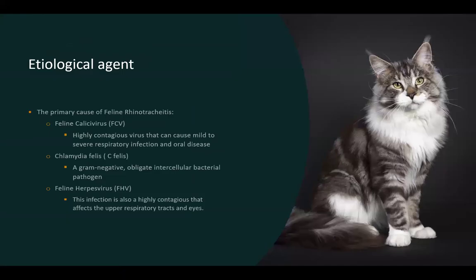So the etiological agent, so the primary cause of feline rhinotracheitis is feline calicivirus, also known as FCV. It is highly contagious and can cause mild to severe respiratory infection and oral disease. Chlamydia felis, which is C. felis, is a gram-negative obligate intracellular bacterial pathogen, and feline herpes virus, FHV, which is also contagious, affects the upper respiratory tract and the eyes in cats.